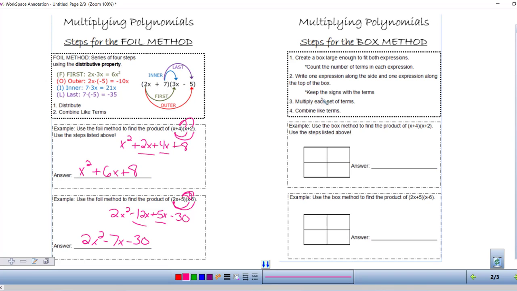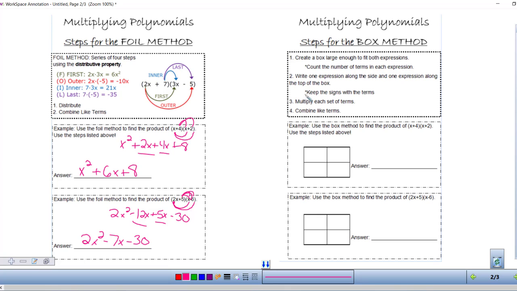Next, we're going to look at the box method. We're going to get the same exact questions, the same ones we did, but we're using a different method. After we do these, you can decide which method you like best and continue with that method. You don't need to know both of them.